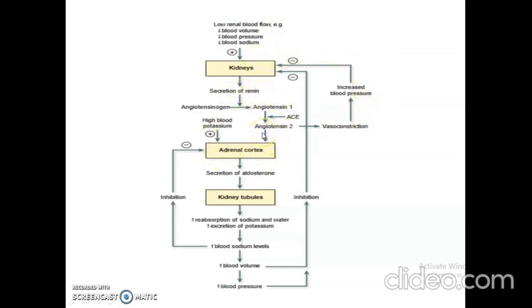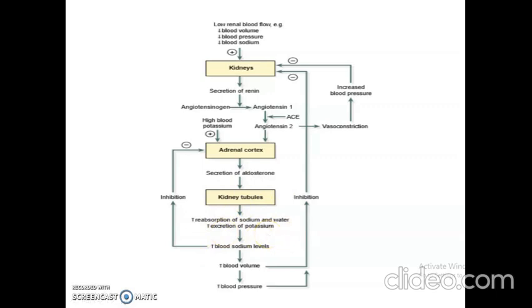And one more important action of angiotensin 2 is that it acts on the adrenal cortex. It stimulates, and the adrenal cortex releases the hormone aldosterone. The function of this aldosterone is, again, it acts on the kidney tubules. It enhances or increases reabsorption of sodium and also water. At the same time, it facilitates the excretion of potassium.